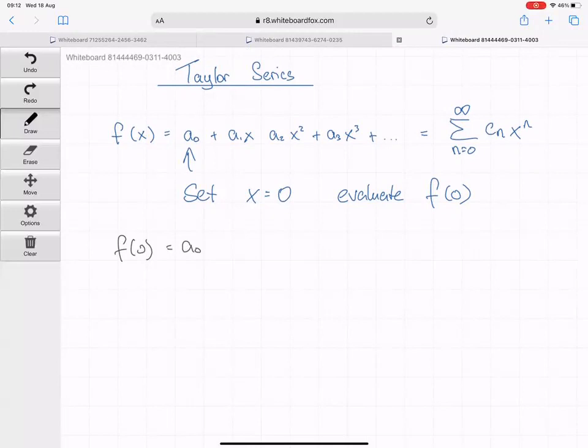How could I get rid of this x? Make it a 1. So set x to 1. It's not a bad idea. I would get all of the constants if I set x to 1. I want to try and pick them off one at a time. That should be a plus there.